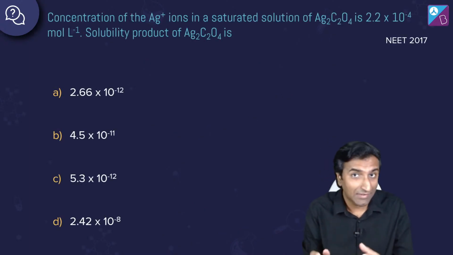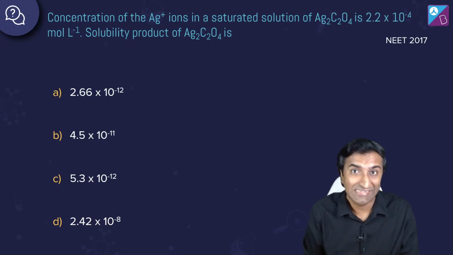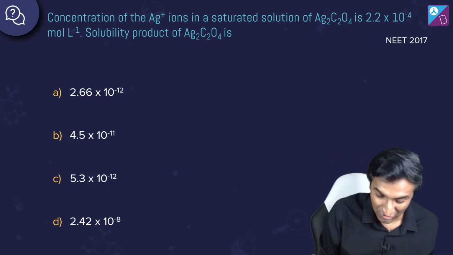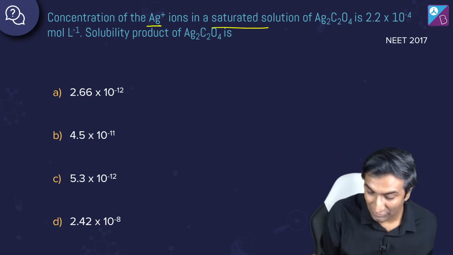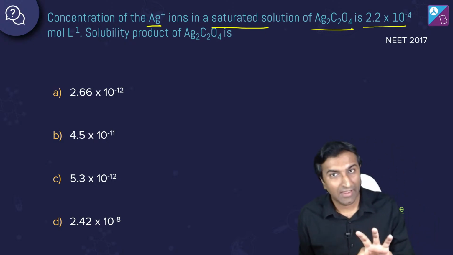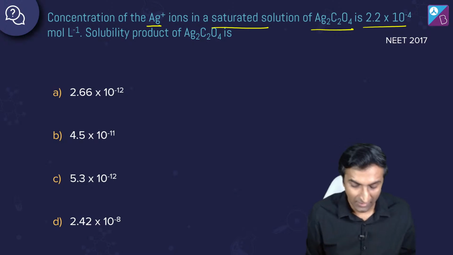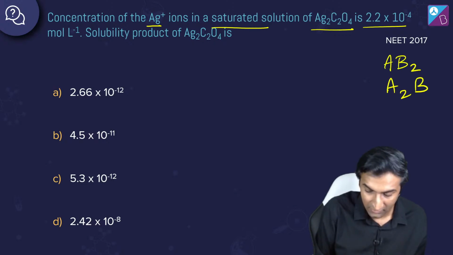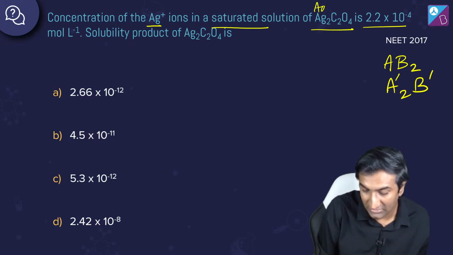And look at this, a similar question being tested in NEET 2017. Similar question क्यों बोल रहा हूं? You'll know right away. Concentration of Ag plus ions in saturated solution of Ag2C2O4. ये similar है और थोड़ा सा अलग भी है. Similar in the way that देखो previous question में था, you had a cation, let's say AB2. इस केस में A2B है, right? That's what this is, or A dash B dash, जो भी बोलना चाहो, right? Because it's Ag2 and then oxalate ion.